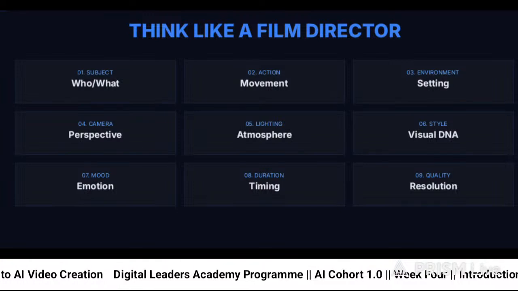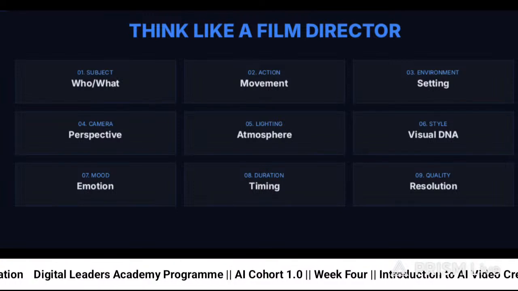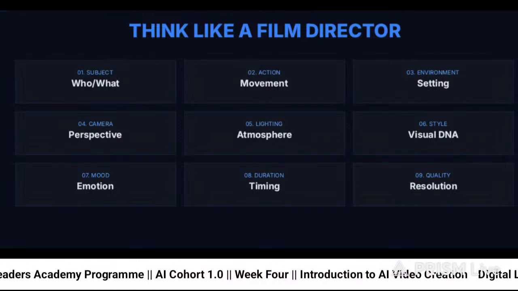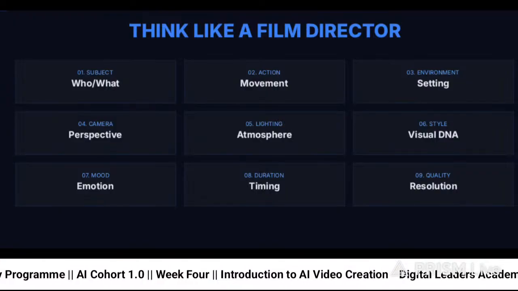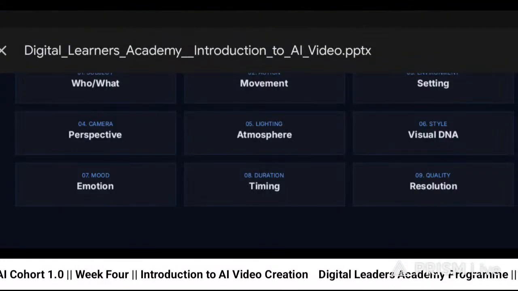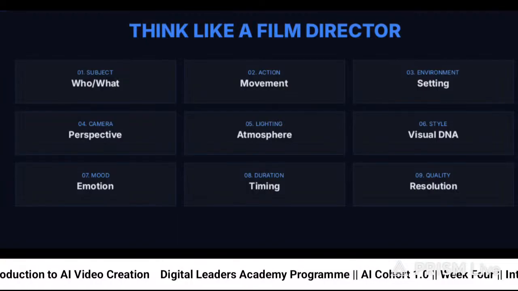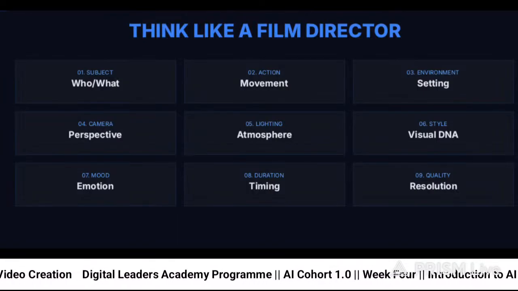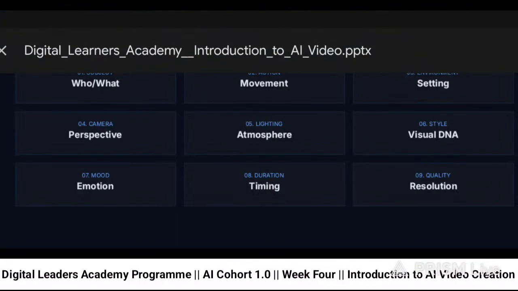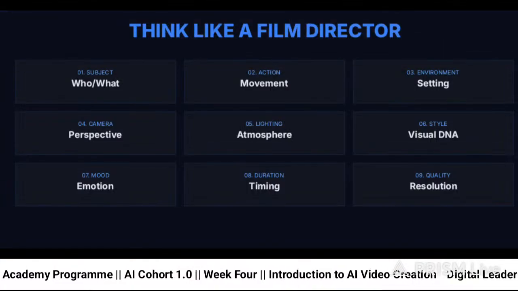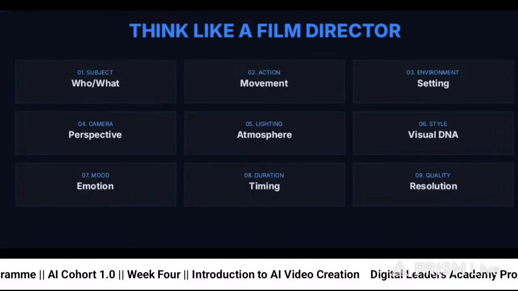The next thing is the mood. What is the emotion that is being portrayed in the scenes of your movie or the video that you are creating? Is it creating a sad emotion or a happy emotion? Whatsoever it is creating, it must be seen in what you are doing. So even as an AI prompt engineer, you put that at the back of your mind.